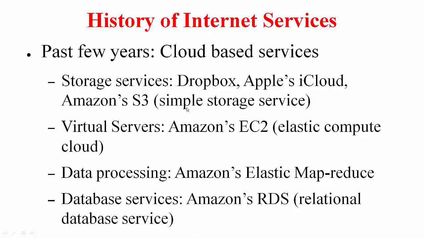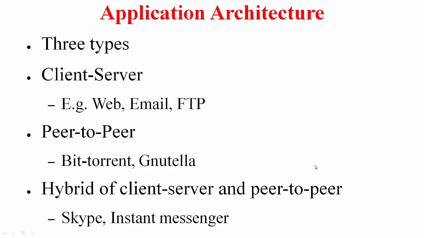So we have storage services provided by Dropbox, Apple's iCloud, Amazon's S3, which stands for Simple Storage Service. There are also cloud-based services which provide virtual servers, for example, Amazon's EC2. And there is a service provided in the cloud for data processing. This is through the Elastic MapReduce of Amazon. Database services are provided by the RDS. With that history, let's look at the application architecture.